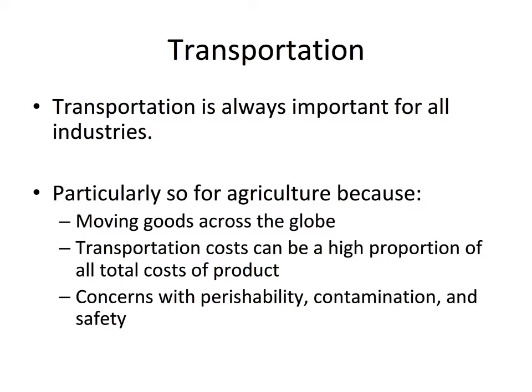Secondly, transportation costs for agricultural products are often a high proportion of the total cost of production of that product. We'll give an example of that today for soybeans. And also, when we're moving agricultural products, we are often concerned about perishability, particularly of fruits and vegetables and meat products, eggs, milk, a lot of agricultural products. Contamination, we need to keep that product clean, and safety. So transportation is of critical importance to agriculture.